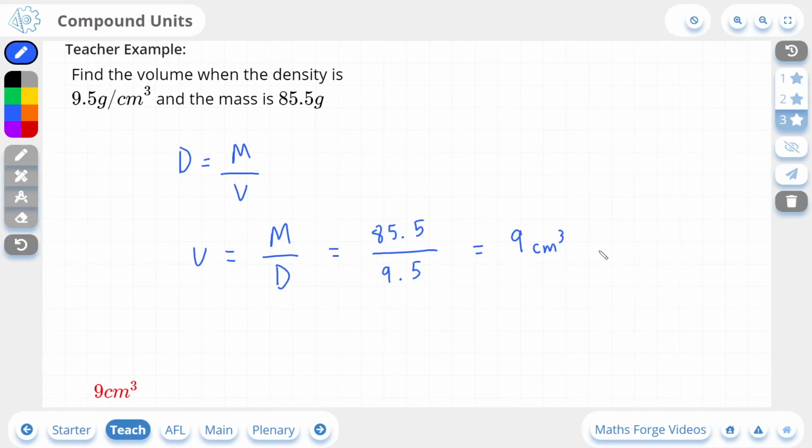And that's it for the lesson on compound units. Remember to make an effort to remember the formulas, and especially to remember your triangles for density, for speed, and for pressure.